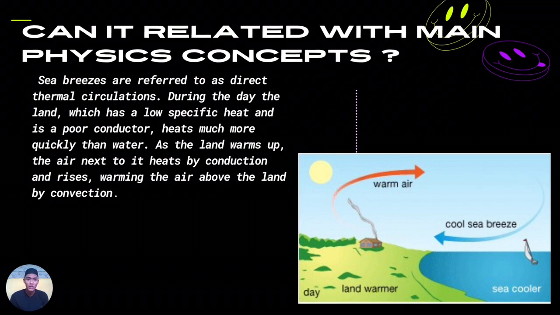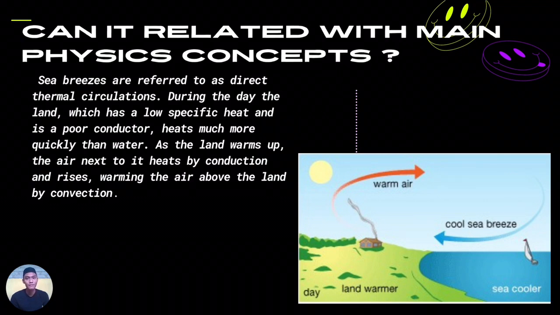Can it relate to the main physics concept? Yes. Sea breezes are referred to as a direct thermal circulation. During the daytime, the land, which has a low specific heat and is a poor conductor, heats much more quickly than water. As the land warms up, the air next to it is heated by conduction and rises, warming the air above the land by convection.